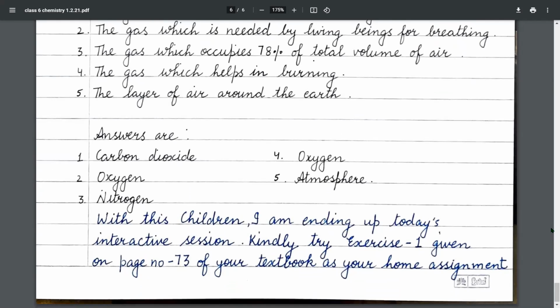The answers are number 1, carbon dioxide, number 2, oxygen, number 3, nitrogen, number 4, oxygen, and number 5, atmosphere.